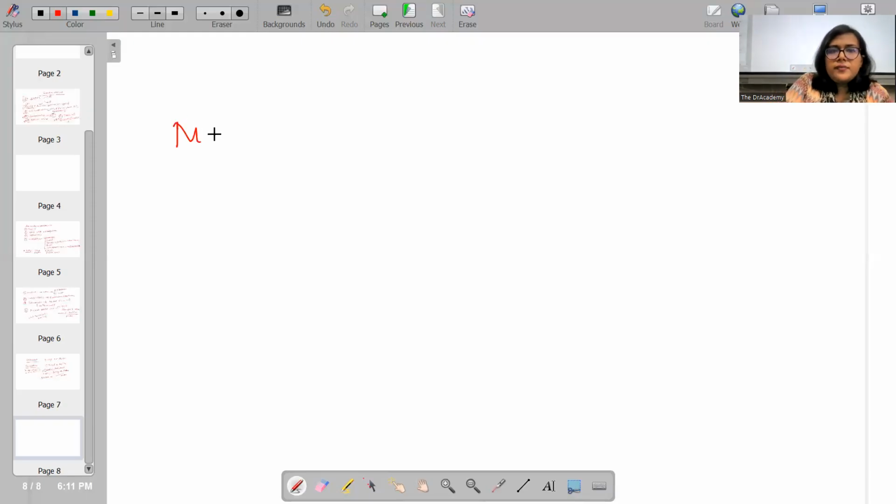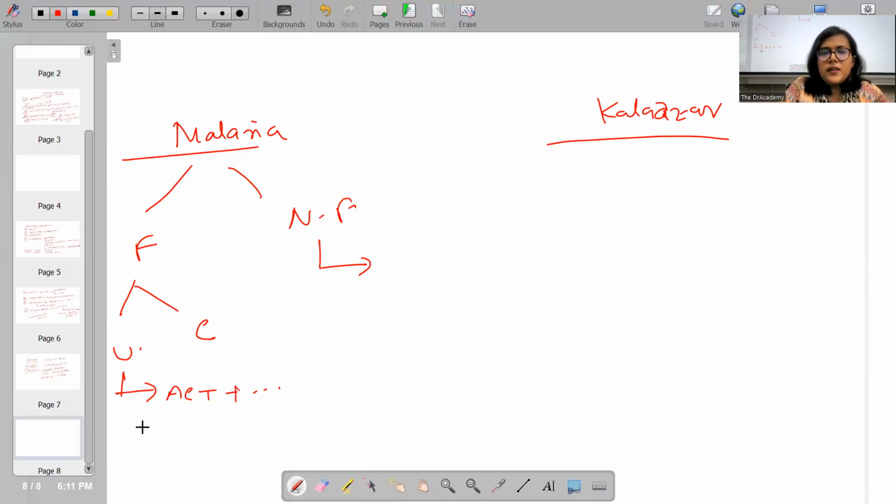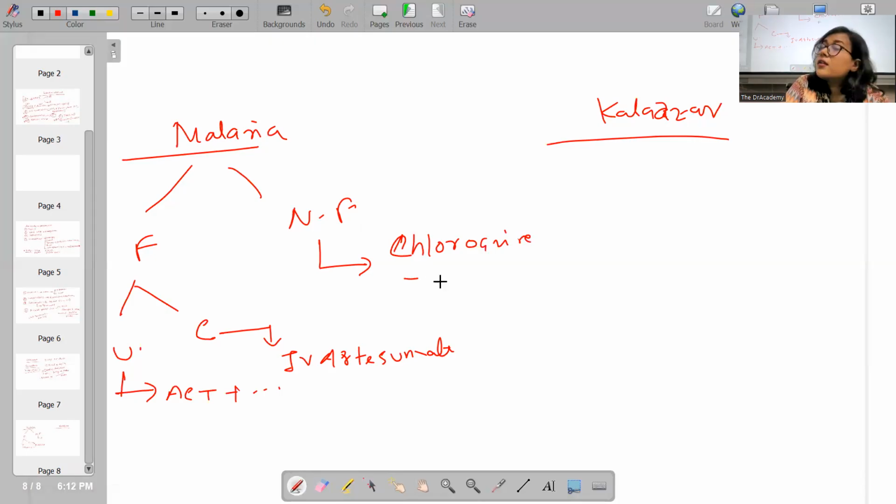Okay. Malaria and Kala-azar treatment. For malaria, falciparum, non-falciparum, complicated, uncomplicated. First of all, let's see falciparum treatment. Uncomplicated, which one? ACT plus other. Okay, and for the complicated, IV ACT or artesunate. Okay, non-falciparum treatment is chloroquine, basically chloroquine plus primaquine.